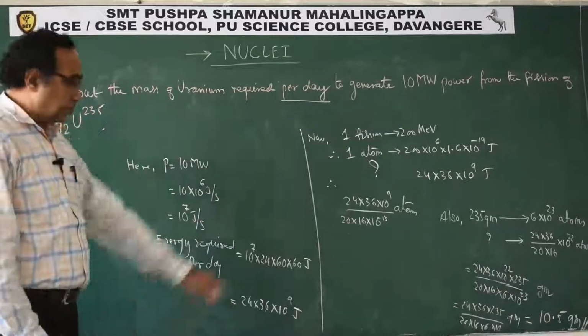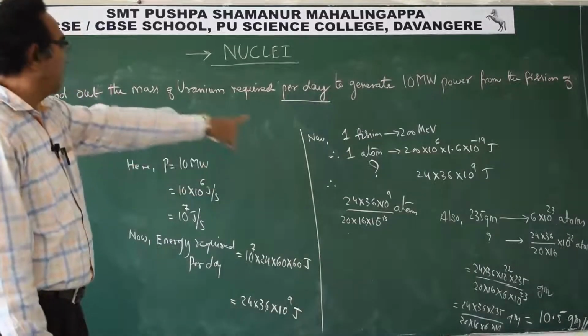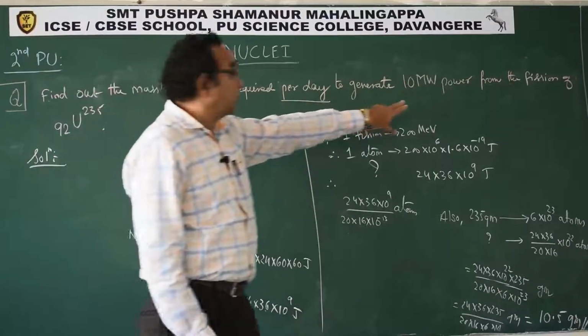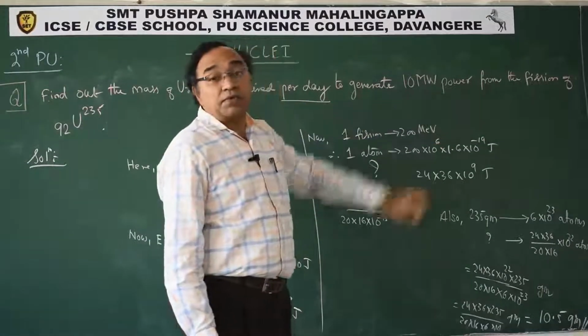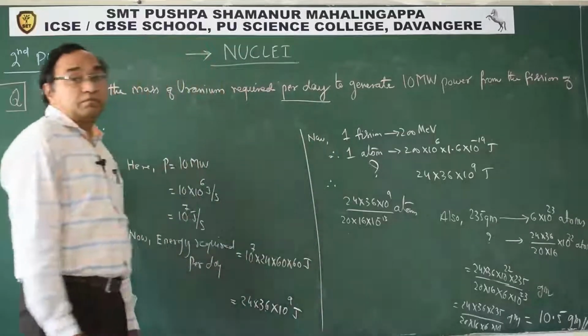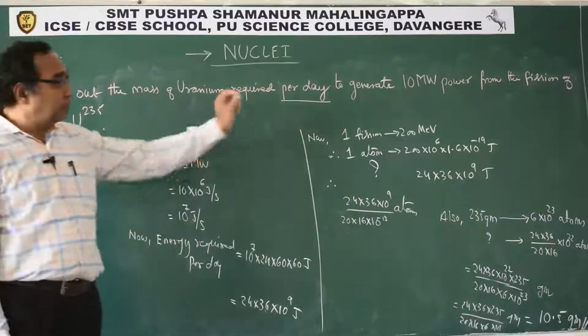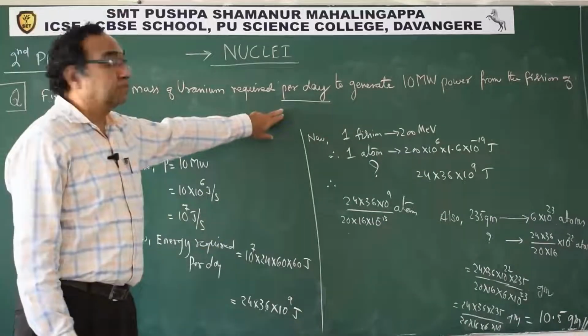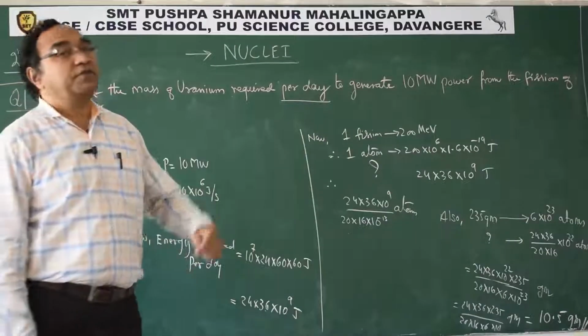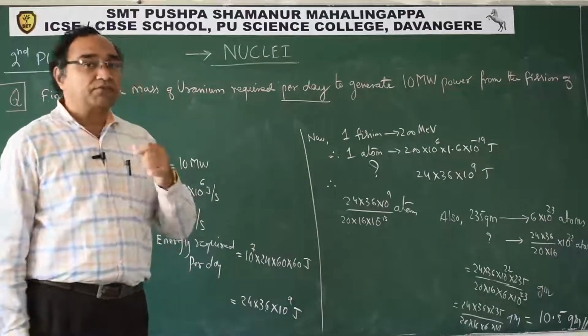So students, by using 10.5 gram of 92U235, we are able to generate 10 megawatt of nuclear power in one day. So for 10 megawatt in one day, we need only 10.5 grams of uranium. See, this is exactly the strength of nuclear power.